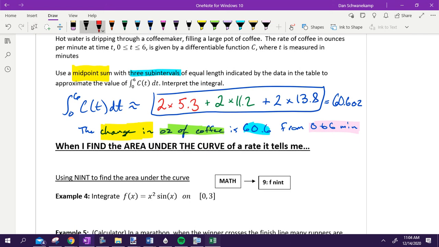All right, the last part here is easy. When I find the area under the curve of a rate, it tells me the amount. If you find the area under the curve of a rate, it tells you the amount. Okay? Let me rephrase. I'm going to say the change in amount. I apologize there. The change in amount. That's important. Okay, it is the change in amount. And we will do that all second semester.